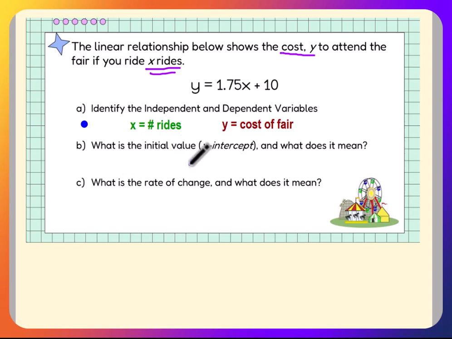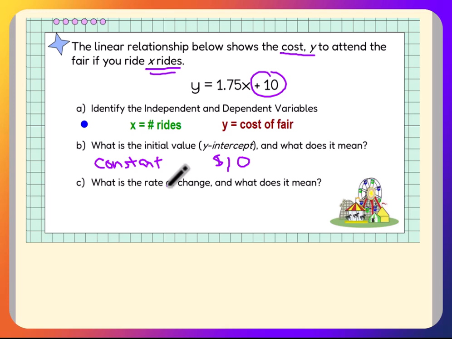Now, what is that initial value? The y-intercept. This is the constant. In our equation, what number is the constant? That's just a number. It's the positive 10. So it's going to be $10 because we're talking the cost of the fare, right? What does that mean? That means you can go to the fair and ride no rides. You can just walk around the fair, take a look, meet friends, talk to them. It's going to cost you $10.